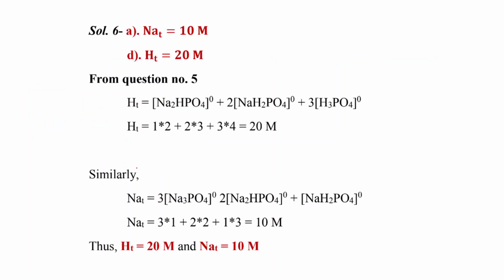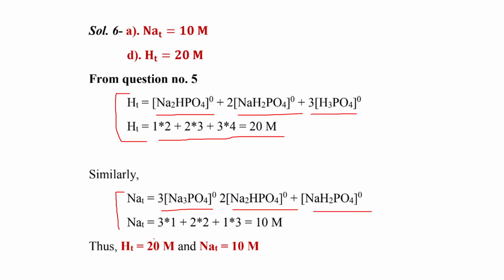So, from question number 5, we got this HT, which is equal to Na2HPO4, 2 times NaH2PO4 and 3 times H3PO4 concentration. Then we have the values 1 into 2 plus 2 into 3 plus 3 into 4 is equal to 20 molar. Similarly, for Na also, 3 Na3PO4, 2 times Na2HPO4 and NaH2PO4 recipe. Then we got 3 into 1 plus 2 into 2 plus 1 into 3, which is 10 molar. So that is how we got this. Please note it down so that we can move forward to next question.